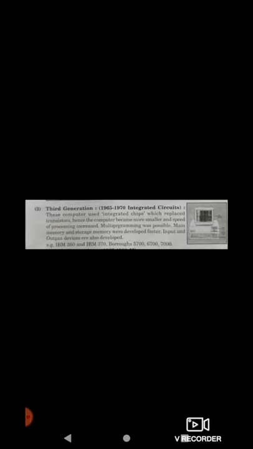Multiprogramming was possible. In the earlier computers, the first and second generation, it was single task. It could perform one task at a time. However, as we entered the third generation, with these integrated chips, it was possible to do multiple programming.